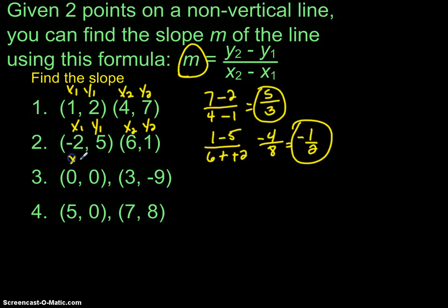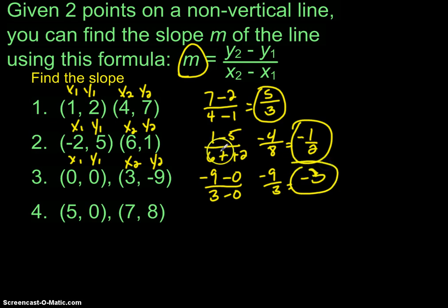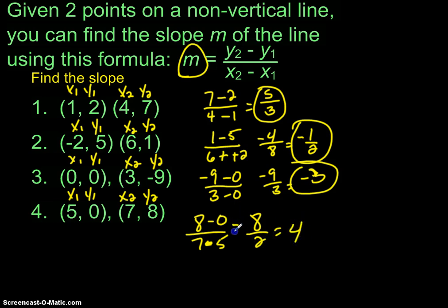Okay, again here, x1, y1, x2, y2. Plug the numbers in where they go, y2 minus y1 over x2 minus x1. That's just negative 9 over 3, which is equal to negative 3. That's a bad 3, but that's what it is. Okay, negative 3, negative ugly 3. Next, do the last one here, x1, y1, x2, y2. Plug the numbers in where they go. 8 minus 0 over 7 minus 5. That's a minus 5. I get 8 over 2, which is equal to 4. And we're done with that.